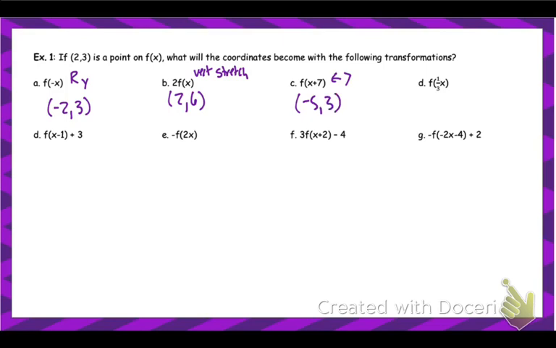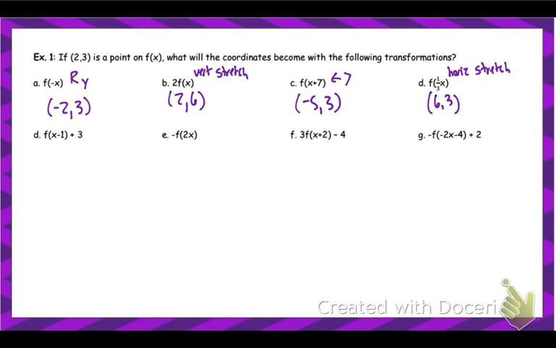Next one, again, one of the most missed transformations. It is a horizontal stretch, not a compression, because what we're going to do is divide by 1/3. And when you divide by 1/3, you're multiplying by 3. So I'm going to take the x-coordinate, multiply it by 3, which gives me my new point of (6, 3).